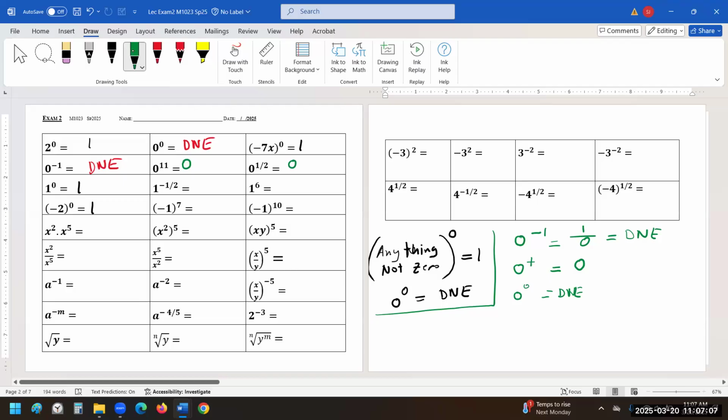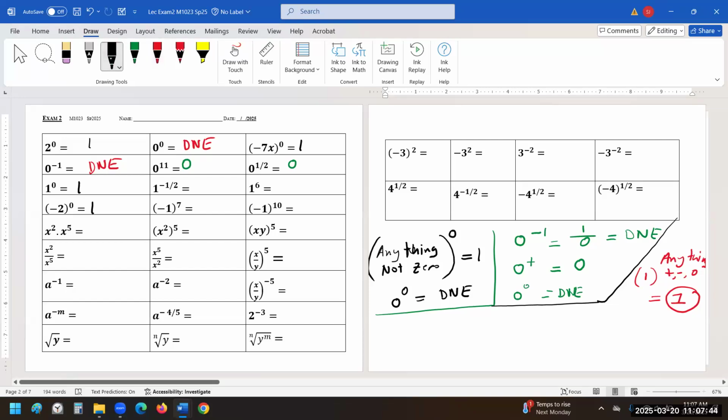Okay. Next comes the rules for 1. Now 1 is a very nice number. 1 to the anything, it could be positive, it could be negative, it could be 0. It doesn't matter. 1 to the anything is what? 1. So 1 is the nicest number in this world. You can put anything on the power, the answer is always 1.